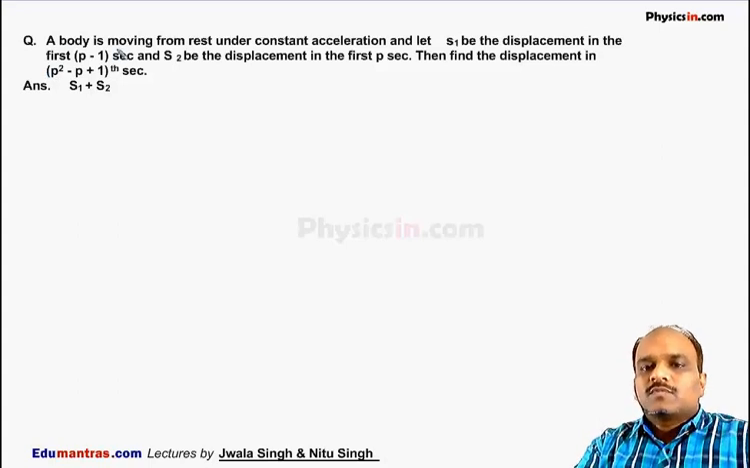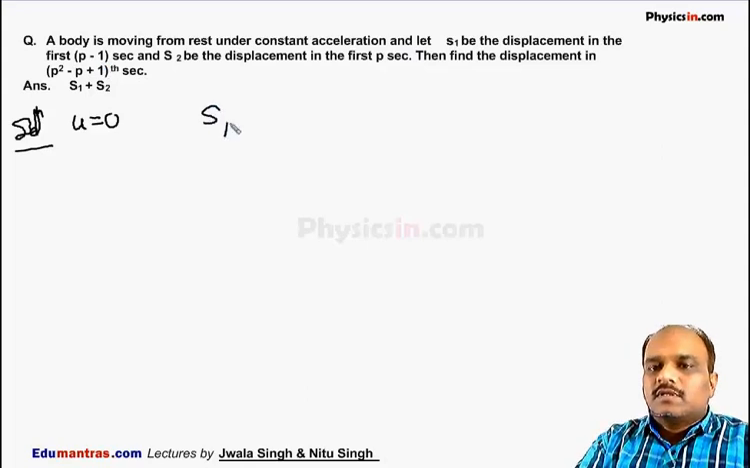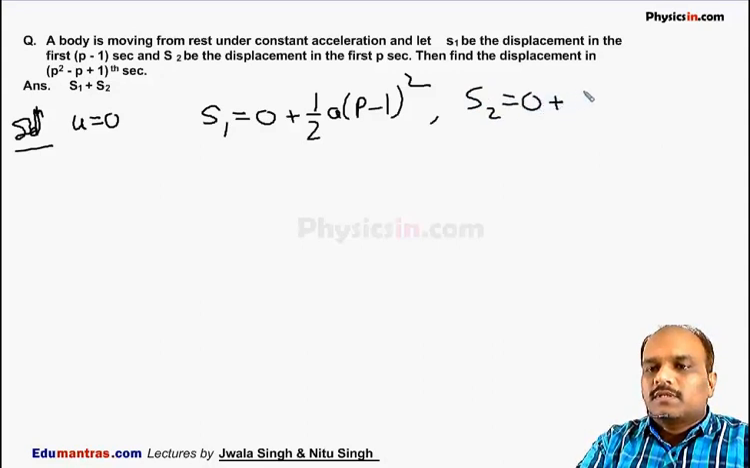Next question is, a body is moving from rest, so its initial speed is 0, under constant acceleration, and let s1 be the displacement in the first p minus 1 seconds. So s1 is equal to 0 plus 1 by 2 a into p minus 1 square. And s2 be the displacement in p seconds. So s2 is equal to 0 plus a by 2 into p square.